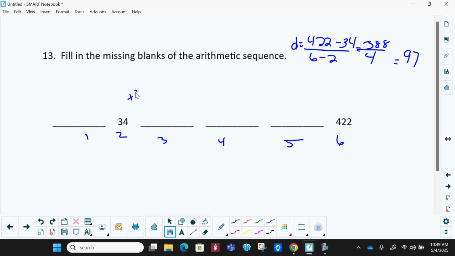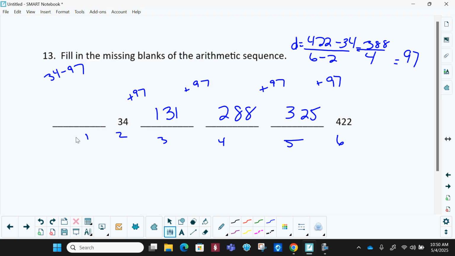So we're going to start here. Add 97. So 34 plus 97, make sure I'm right. So I got 131 plus 97, 288 plus 97, 325, and this is where I hold my breath, plus 97, and it does get me 422. So what we're going to do is 34 minus 97, and that does give us 63. Okay.